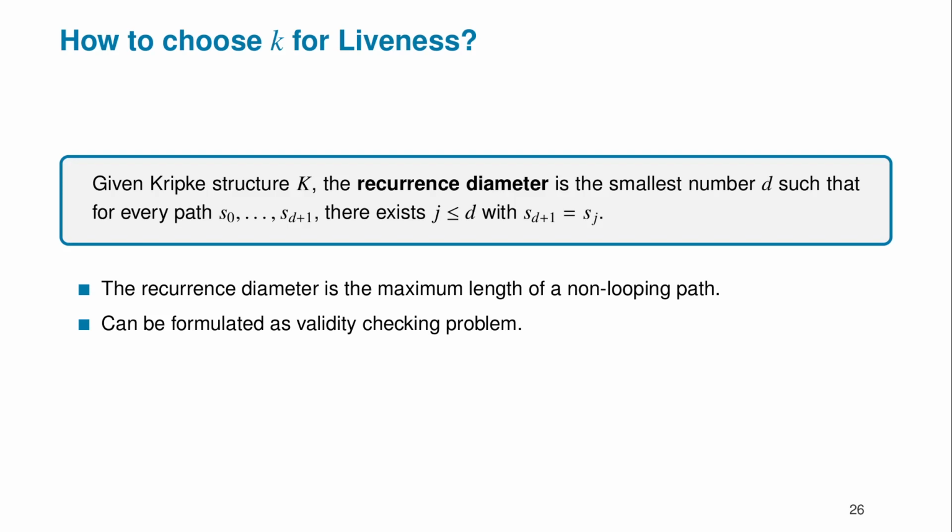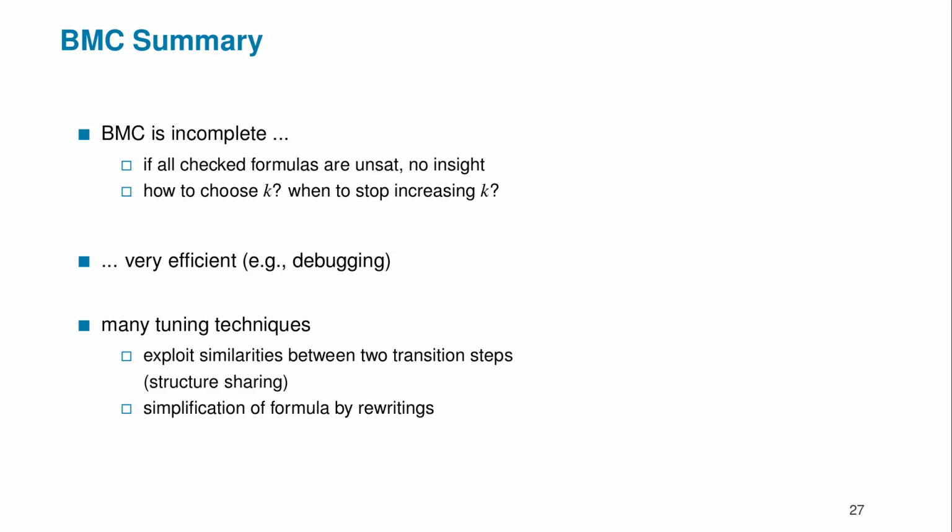But in principle it's possible to prove that if bounded model checking has been applied, no problem has been overlooked. Otherwise, if this proof is not done, BMC is incomplete, meaning that if the k is too small and all checked formulas are unsat, then this does not give really a good insight. We shortly discussed how to choose the k and when to stop increasing it, but this has to be decided based on the application.